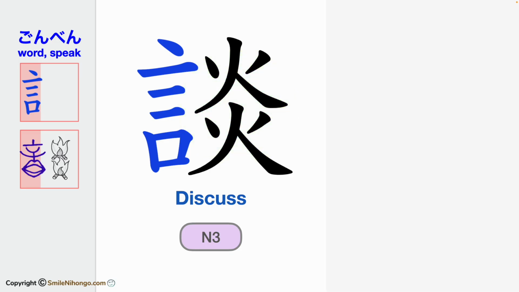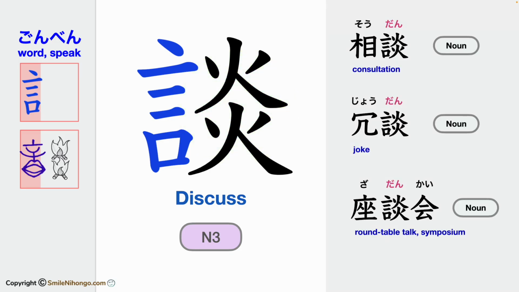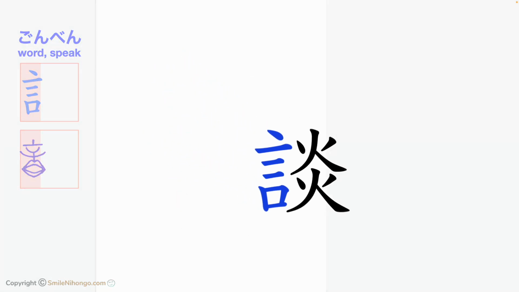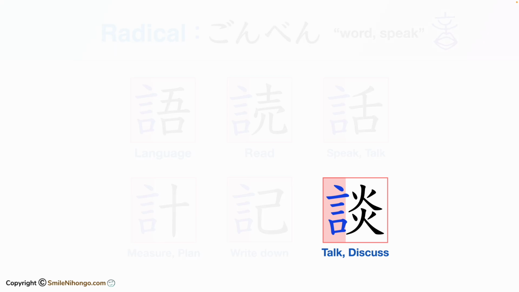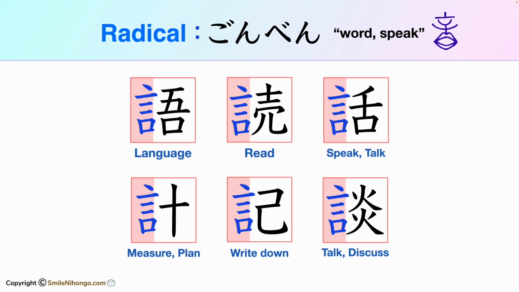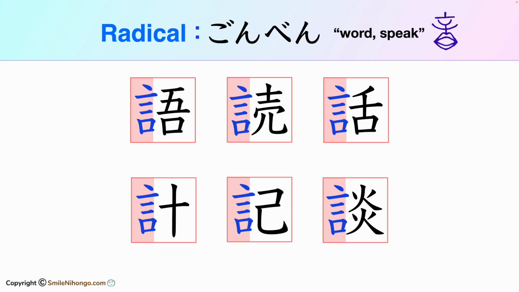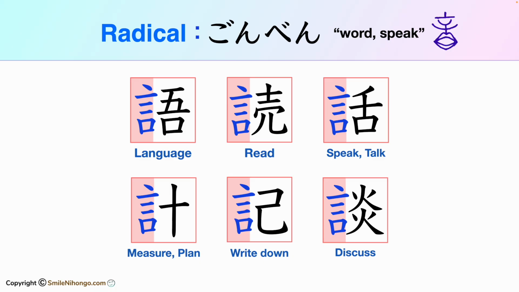These are example words with this kanji. 相談、冗談、座談会。We covered these 6 kanji in today's lesson. I hope you enjoyed learning these kanji with the Gonben Radical, which means word or to speak.